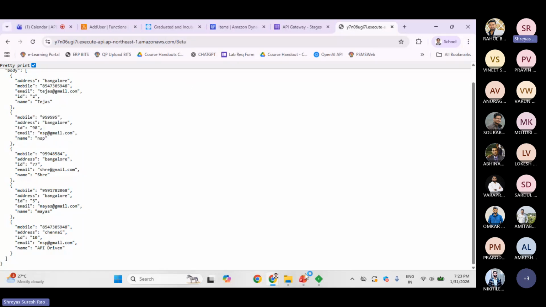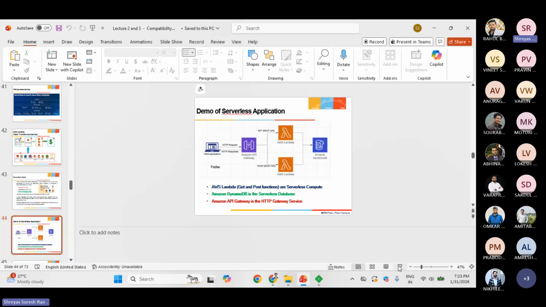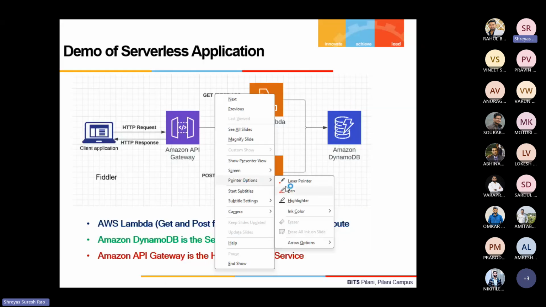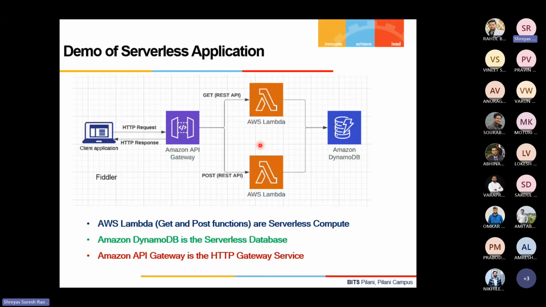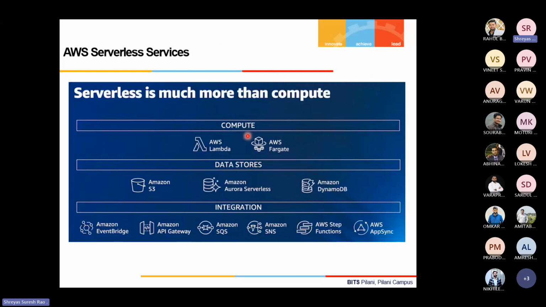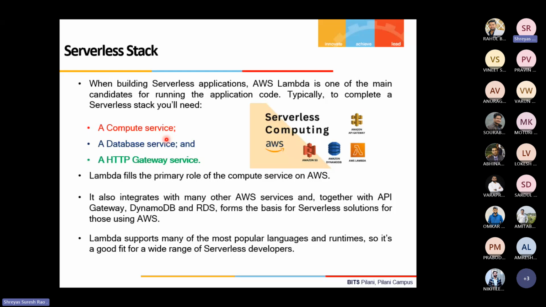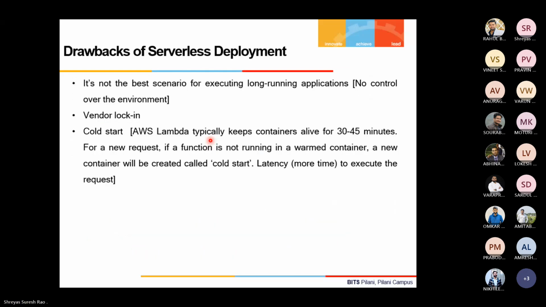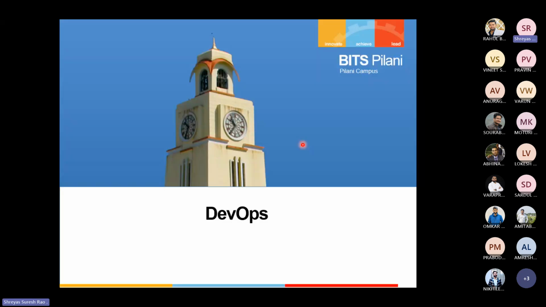So I just wanted to show you a very simple serverless stack application. When we call it a serverless stack, it uses all the serverless components only: compute, database, gateway, and there are multiple options at various levels. As we saw in the previous slide, you have multiple options here: compute, data stores, integration. So this is becoming very important; serverless stacks are gaining prominence in the last few years. Drawbacks, I covered that. So I will stop for any questions.